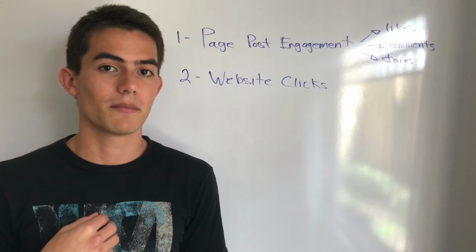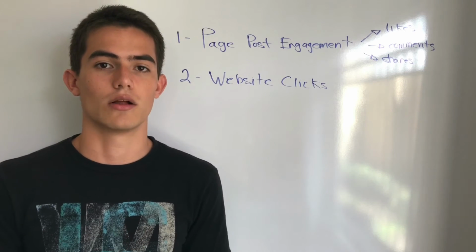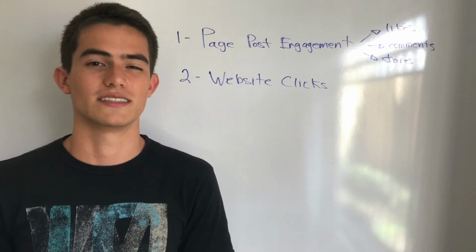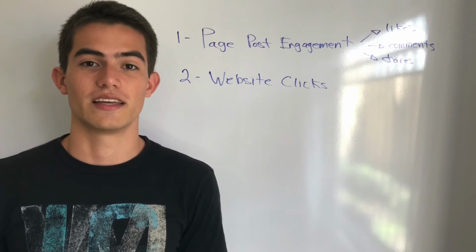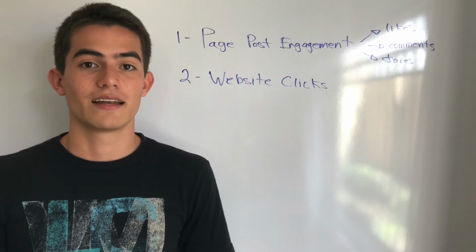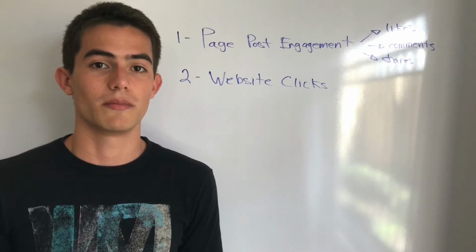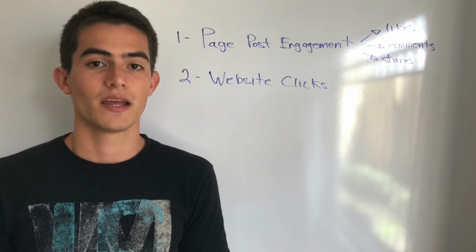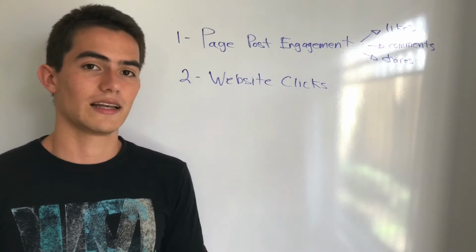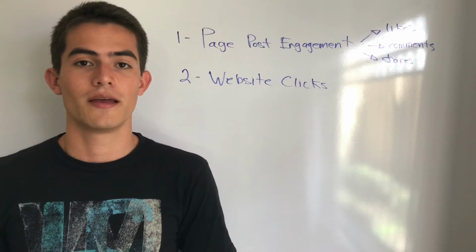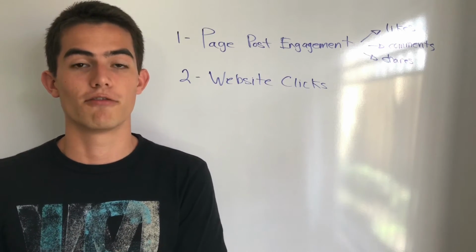So for example, if I am a person who is used to clicking on all of the posts, all of the articles I see on my newsfeed, I'm used to clicking ads, then Facebook will show your ad to me because I'm tagged as a clicker. So usually when you use website clicks, your clicks become very cheap because you are optimizing for that.